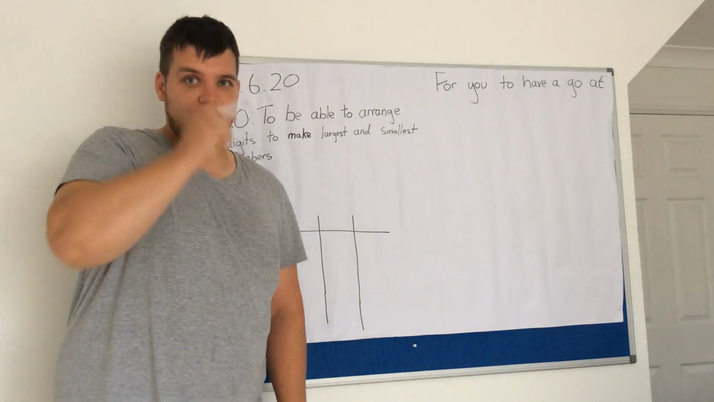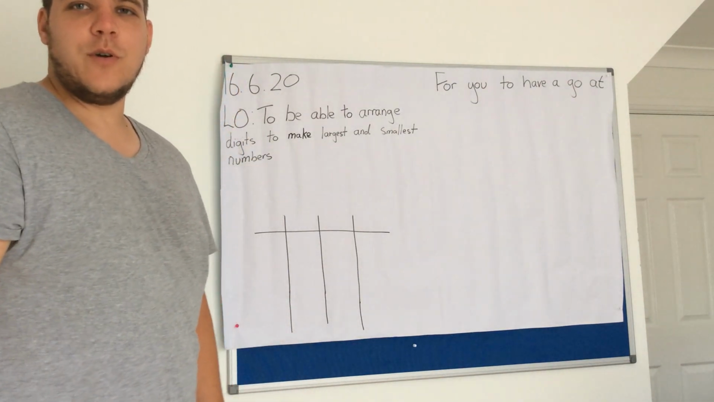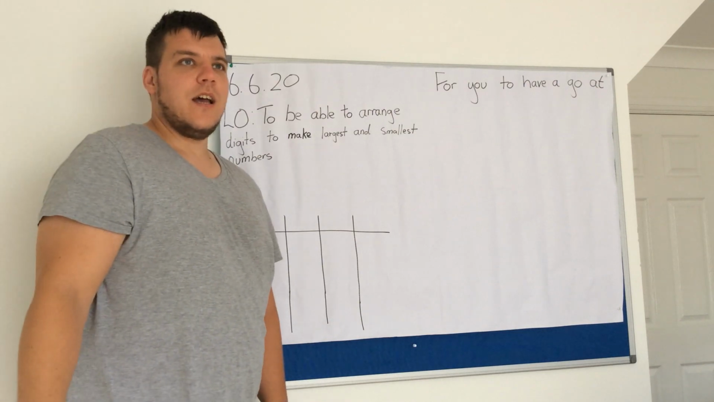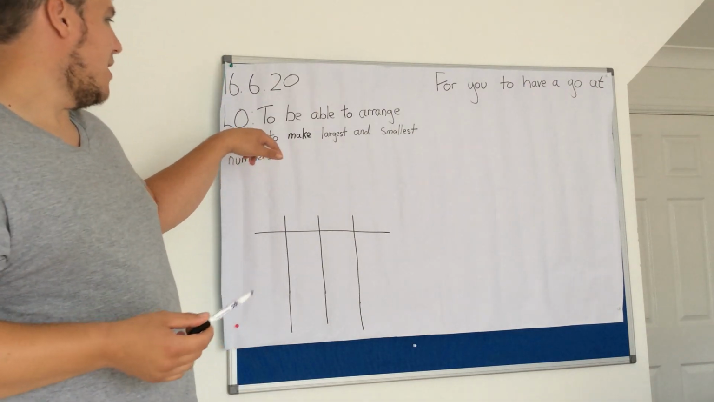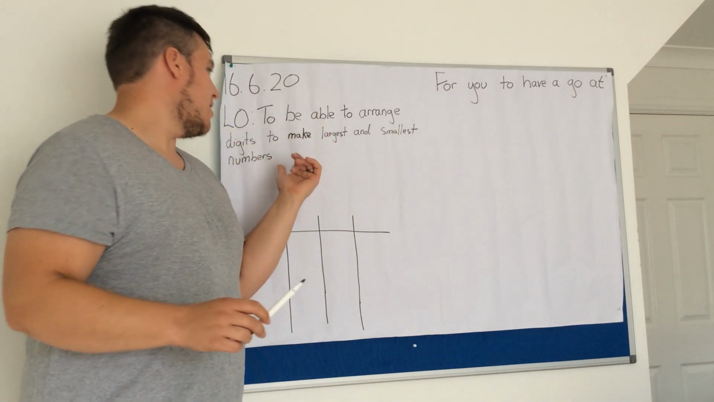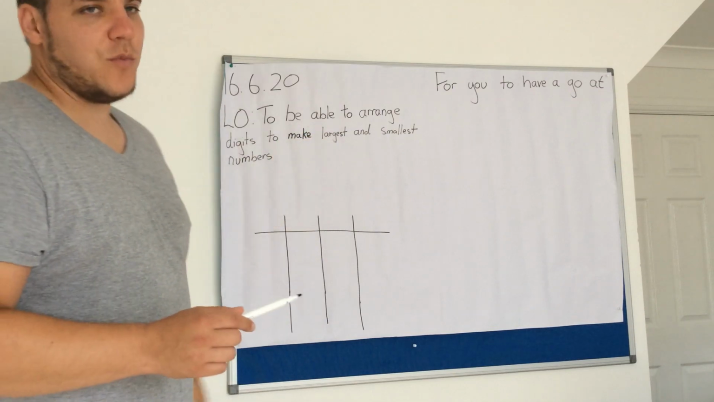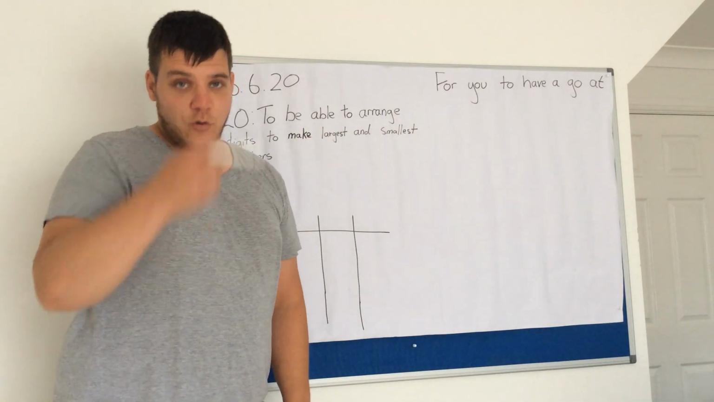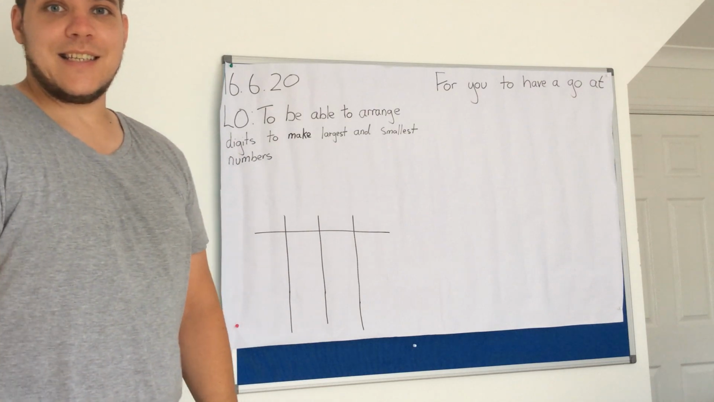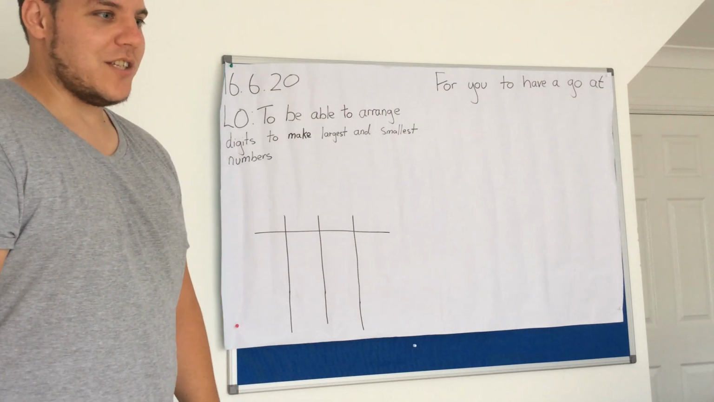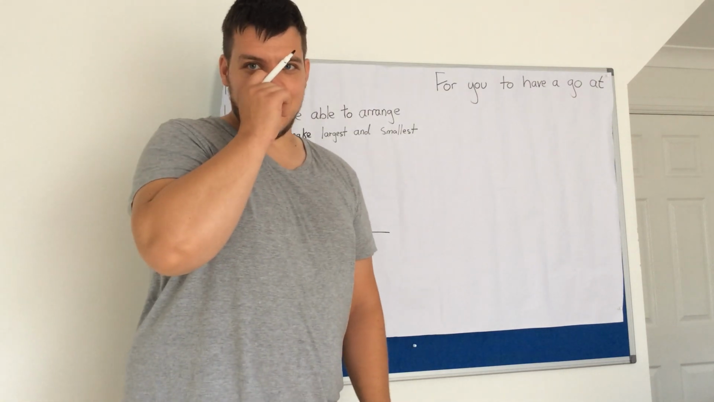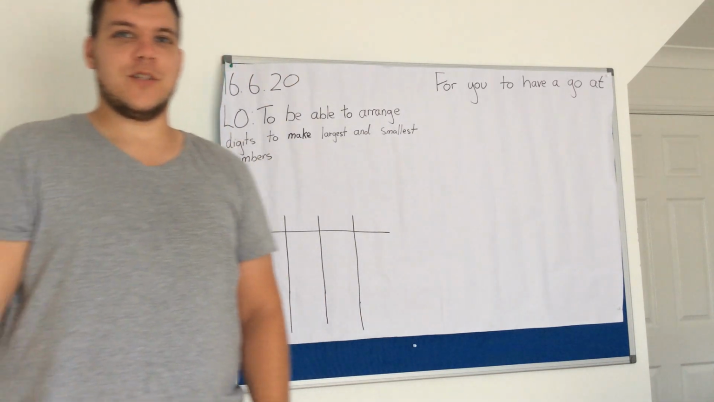So this is lesson 2 on our place value recap for the week. You can see on here our objective is to be able to arrange digits to make largest and smallest numbers. Again, all you need for this is a dice. I've got Holly on standby with her dice ready to generate our numbers for us.